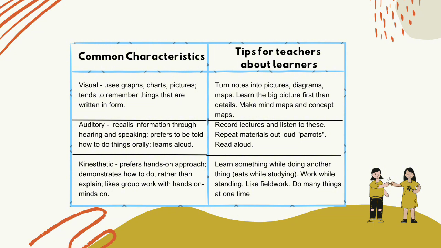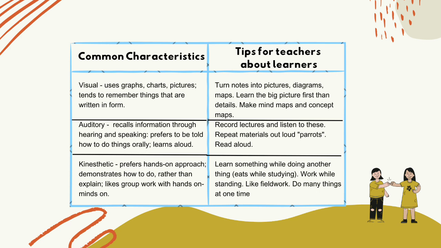Next, we have auditory learners. These individuals recall information best through hearing and speaking. They prefer to be told how to do things orally and often learn by repeating information aloud. A useful tip for educators is to allow these learners to record lectures and listen to them repeatedly. This can greatly enhance their understanding and retention of the material.